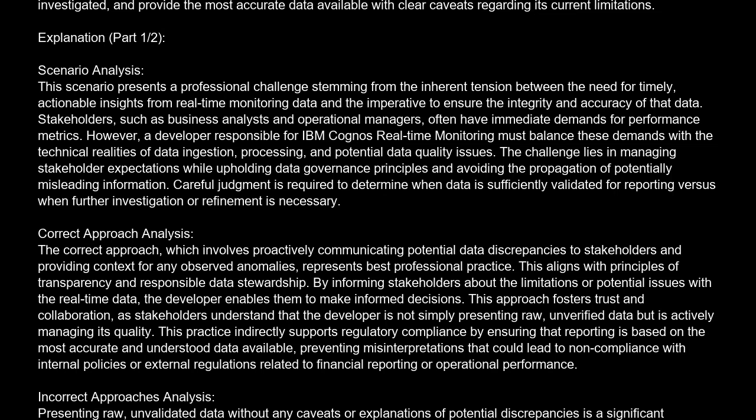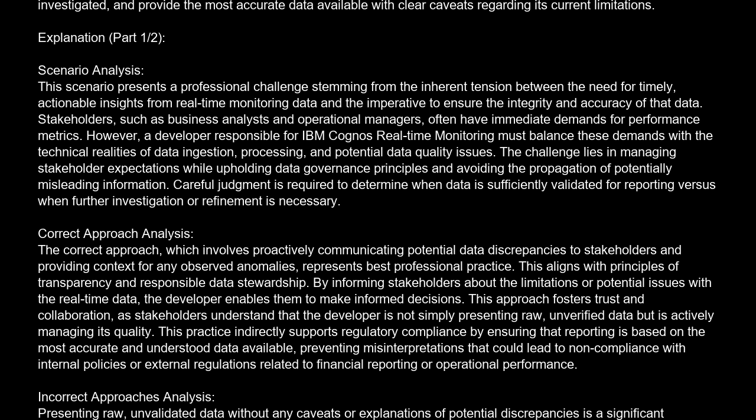The correct answer is C. Proactively inform the operational managers about the observed data discrepancies, explain the potential causes being investigated, and provide the most accurate data available with clear caveats regarding its current limitations.